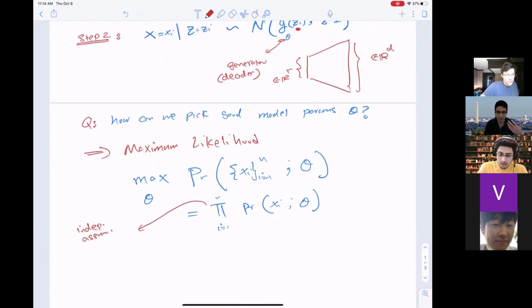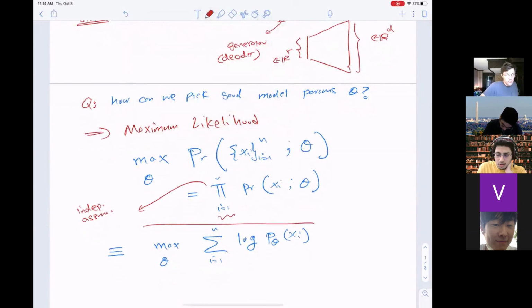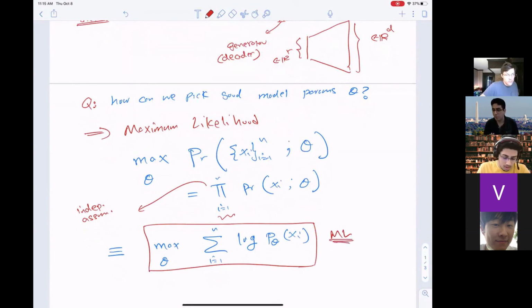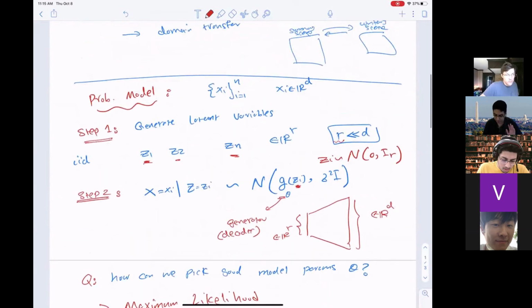And since here we have a product and log is a monotonically increasing function, it is equivalent to just apply the log to this objective function. So when we apply log, this becomes a summation, i from 1 to n, of the log of probability of x_i given that model parameter. For simplicity, I'm just going to write it as probability theta of x_i. So that's the optimization that I want to solve in order to pick a good model parameter to maximize the probability of observing these samples in our training data, given that model. And therefore, at test time, I can just generate more Gaussian samples and push them through this generator and this probabilistic model in order to generate more and more samples.